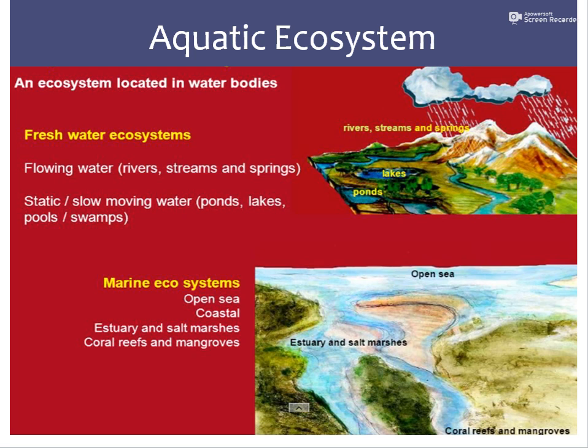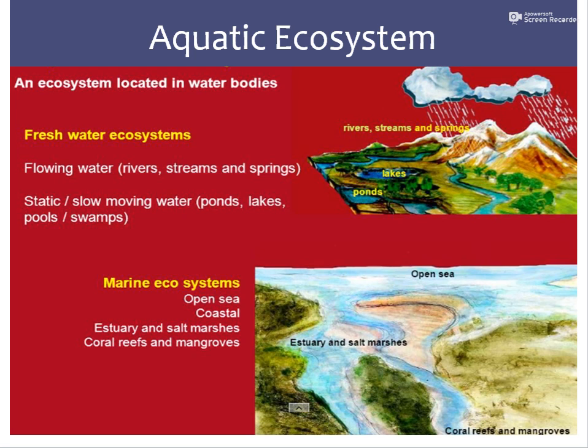Now, the second type of aquatic ecosystem is the marine ecosystem. It is just the opposite of the freshwater ecosystem. Just as I told you, a freshwater ecosystem has a low salt concentration and low dissolved salts. The marine ecosystem is just the reverse of it, in which you have a high amount of salt. So you should remember it is a water based ecosystem in which a high amount of salt is present.